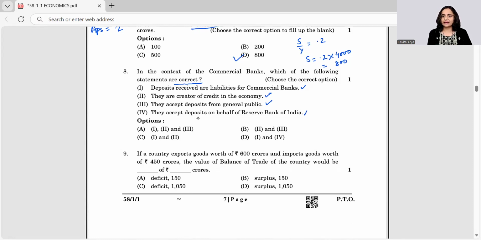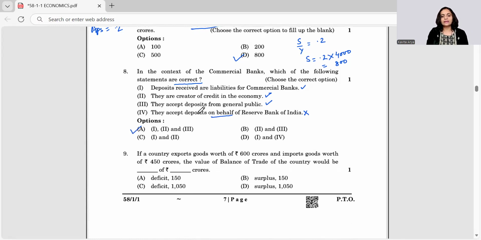No, this is not correct. They are commercial banks. They are trying to create profit and money for their own selves, but under the instructions of Reserve Bank of India. So they are not on behalf of RBI. So this is incorrect. Rest are correct. So my answer comes out to be A part.